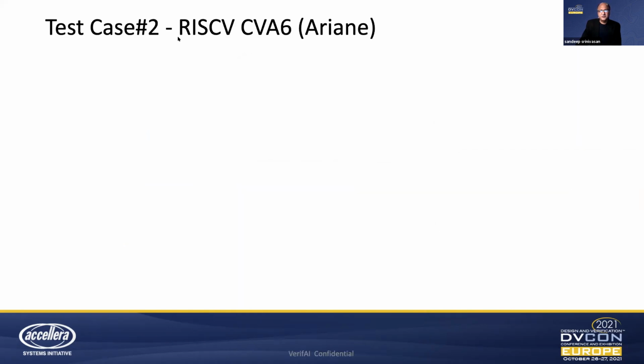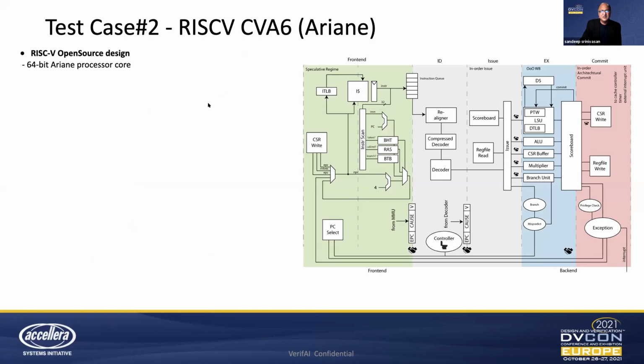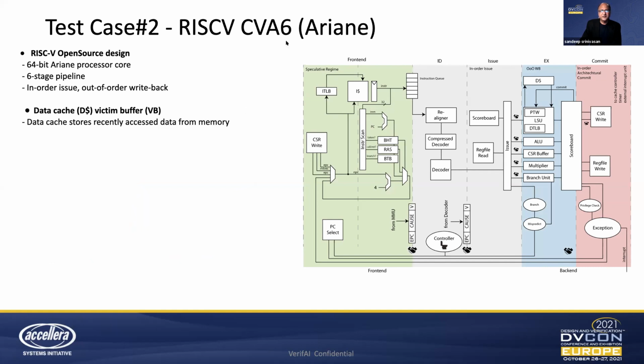So test case number 2 was a RISC-V Ariane design, which has been renamed to CVA6. So it's a 64-bit processor, and it looks like this. It has a 6-stage pipeline, in-order issue, out-of-order write-back, and we focus primarily on the data cache. And in the data cache, what we focused on is what's called the victim buffer. So the data cache is here in blue.